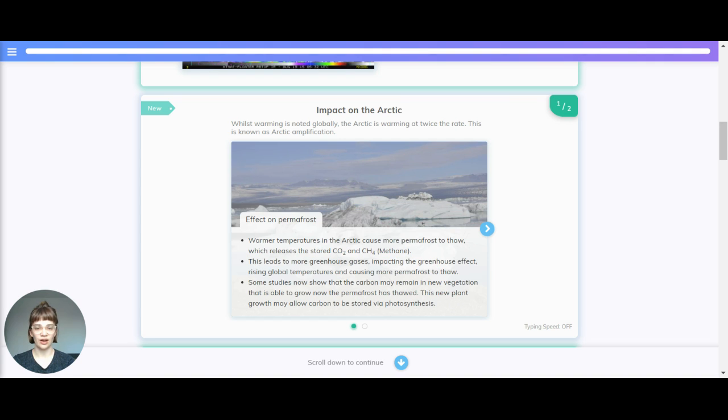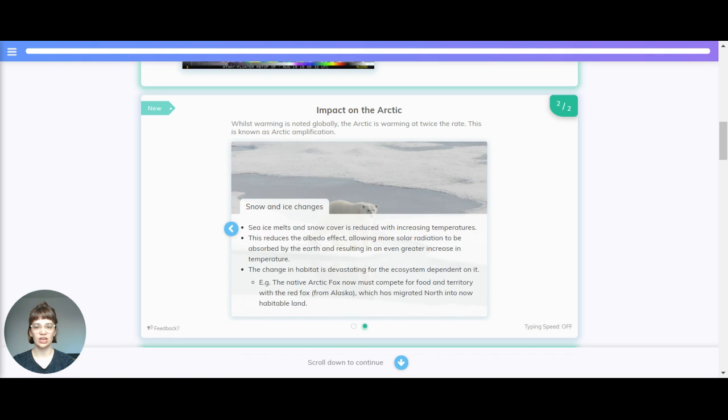Some studies now show that the carbon may remain in the new vegetation that is able to grow now the permafrost is thawed. This new plant growth may allow carbon to be stored via photosynthesis. Snow and ice changes. Sea ice melts and snow cover is reduced with increasing temperatures. This reduces the albedo effect, allowing more solar radiation to be absorbed by the Earth and resulting in an even greater increase in the temperature.